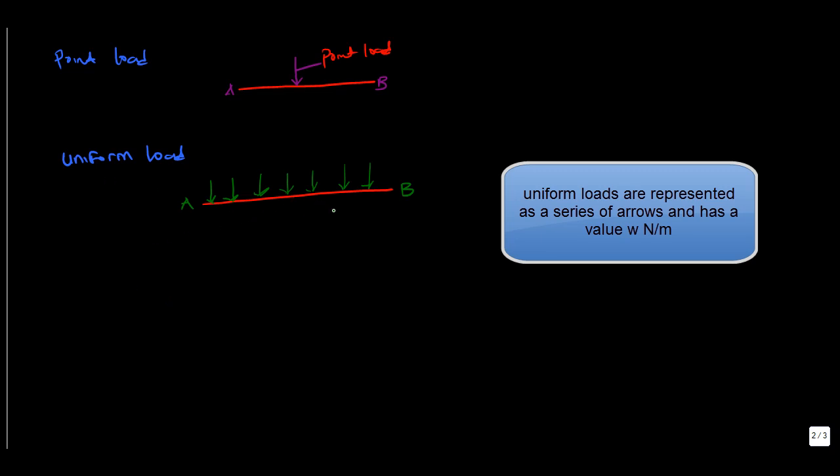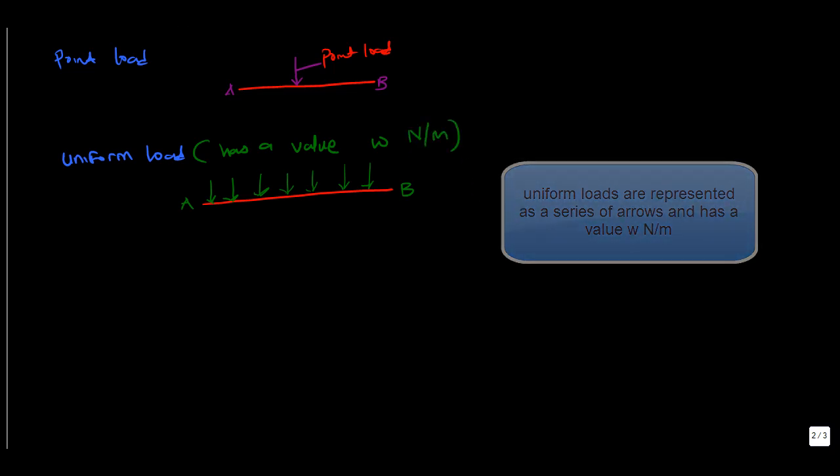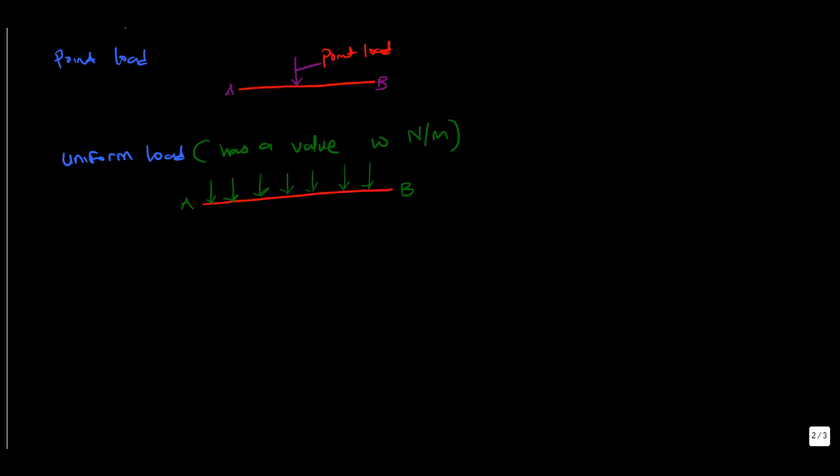So a uniform load can be shown as a series of arrows pointing downwards and has a value. So this has a value W newton per meter. And by the way, this here is your distance. X is the length of the bar. You should have it here as well.